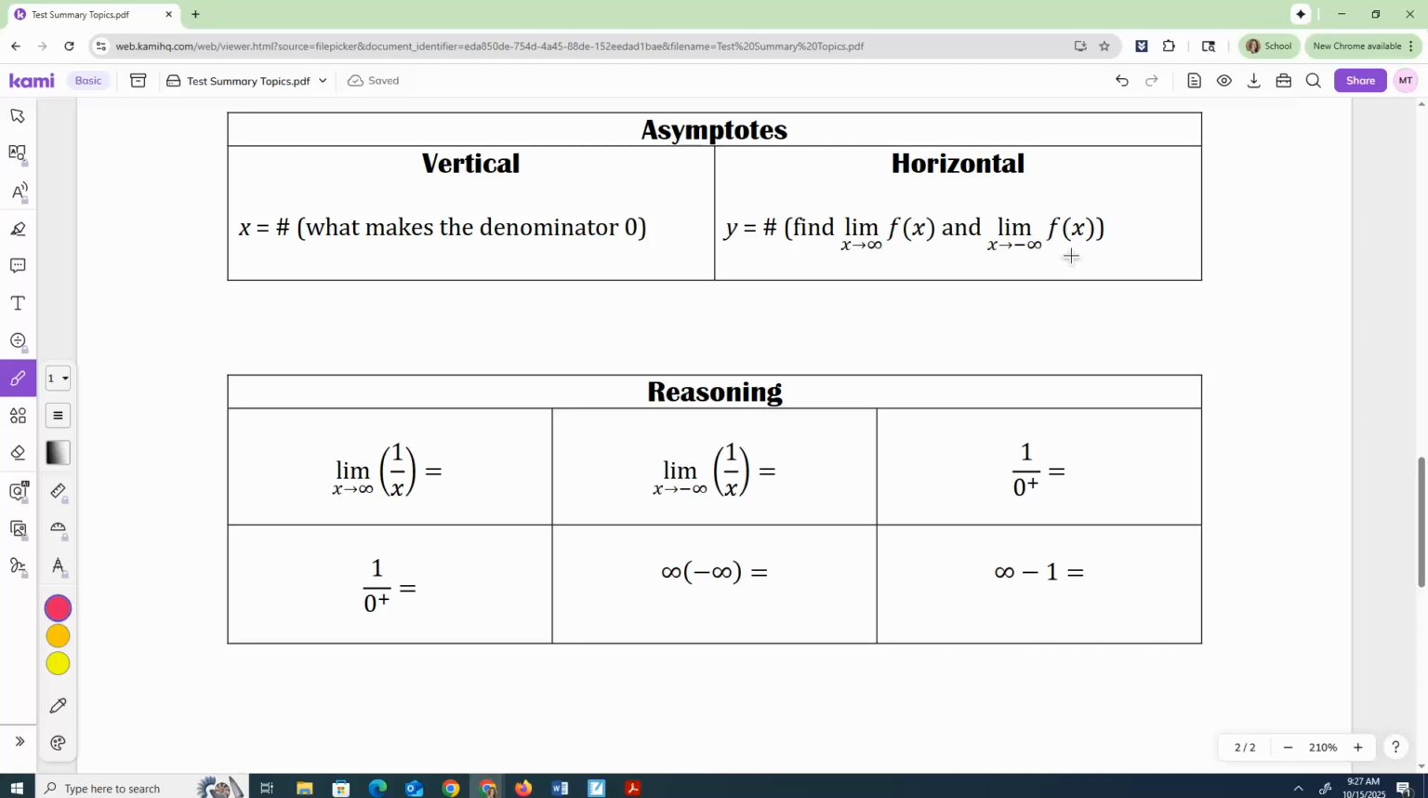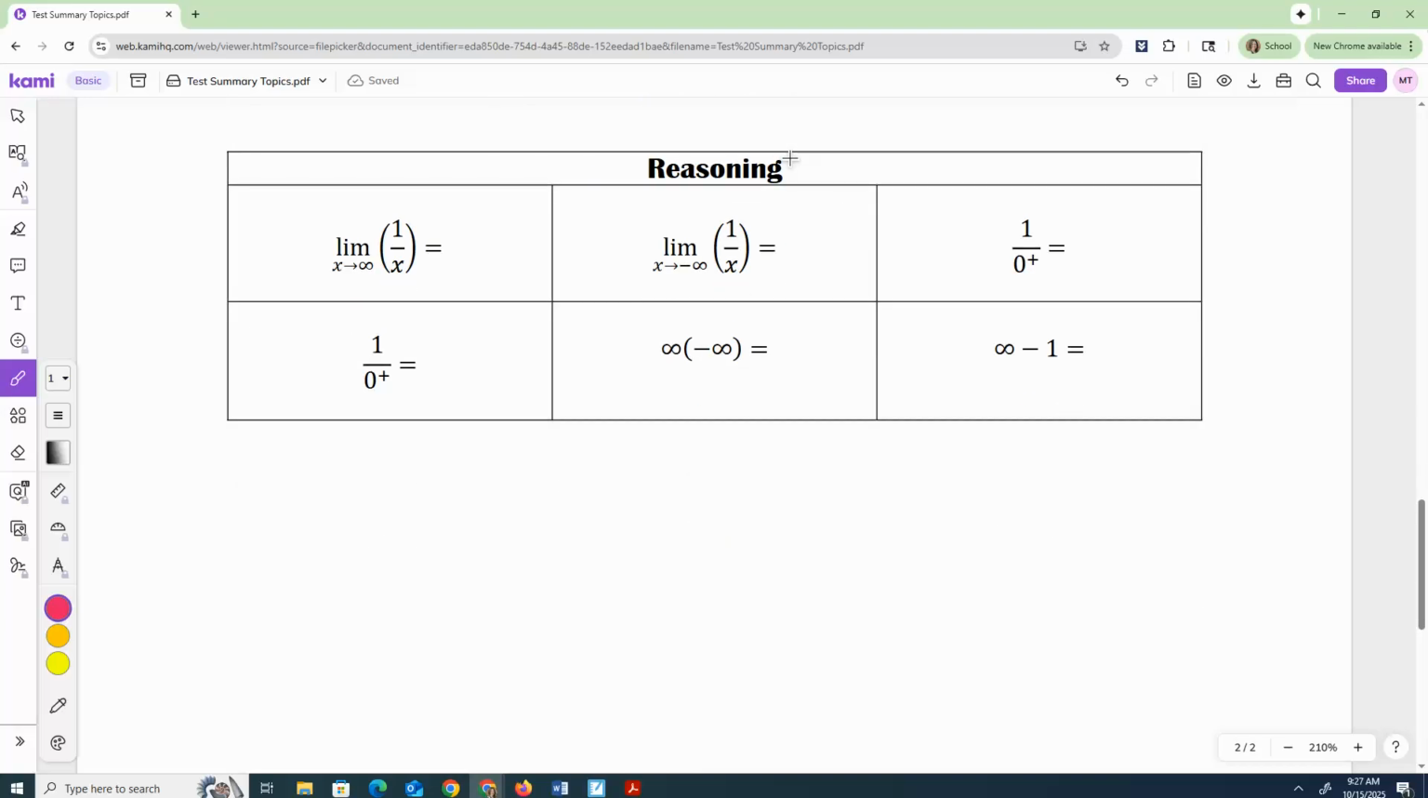So the other thing I noticed is the reasoning problems are sometimes hard. So let's just make sure we know what these things mean. If I say the limit as x approaches infinity of 1 over x, 1 over infinity always goes to 0. What about 1 over negative infinity? 1 over a smaller and smaller positive number.